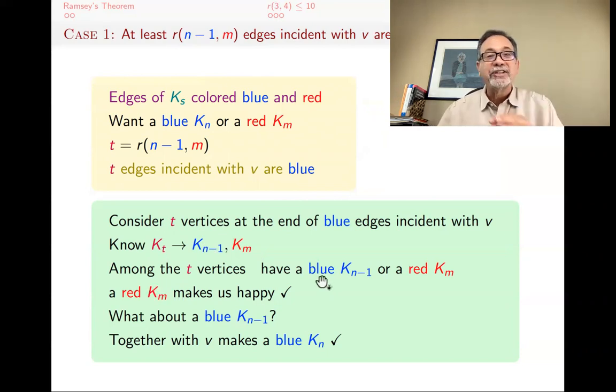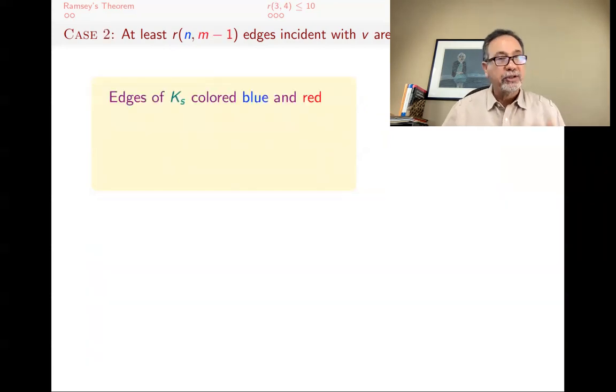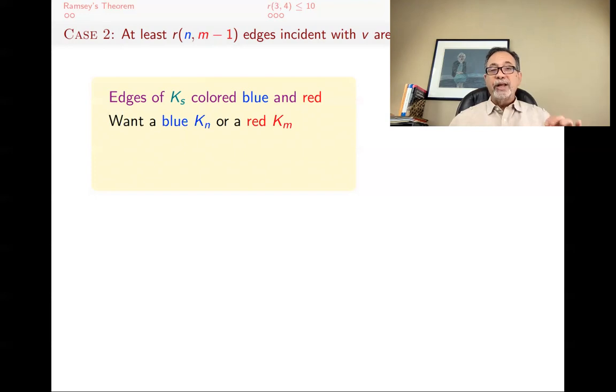Okay, now the other case is going to be almost identical. So again, we have colored the edges of Ks, and I'm just repeating myself over and over again. You should maybe stop the video at this point and try to do this case yourself. Edges of Ks are colored blue and red. We want a blue Kn or a red Km. That's our wish list. This time I'm going to call L the Ramsey number n comma m minus 1.